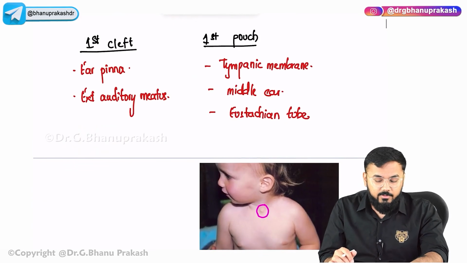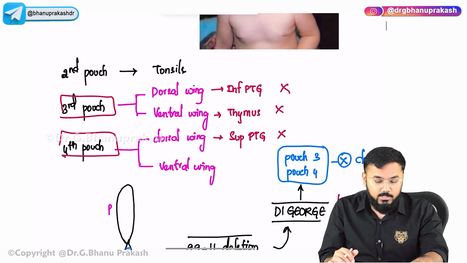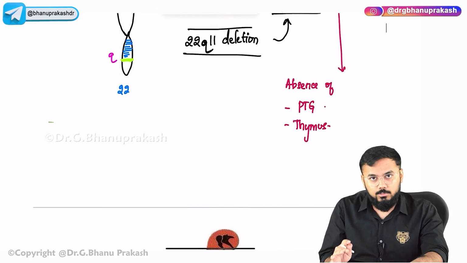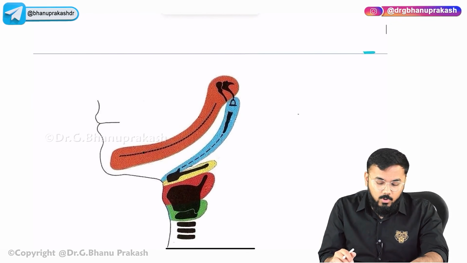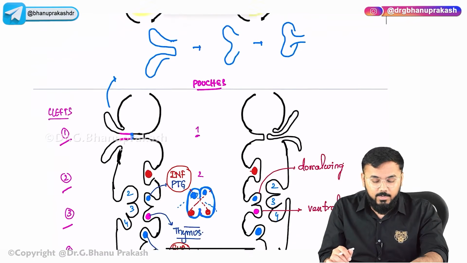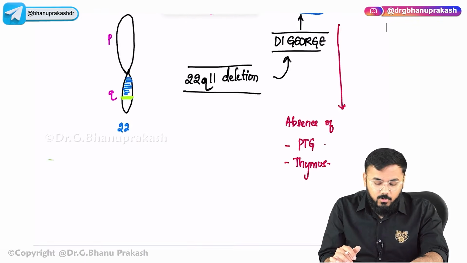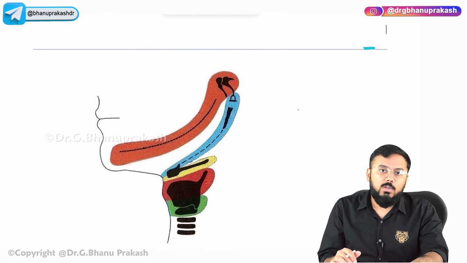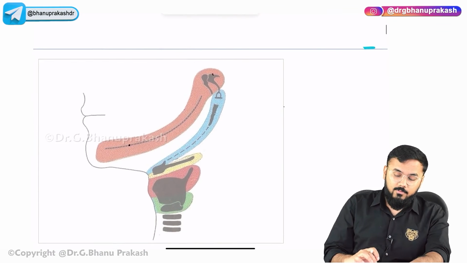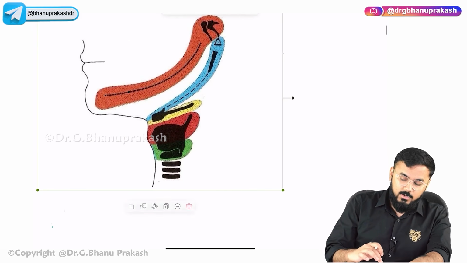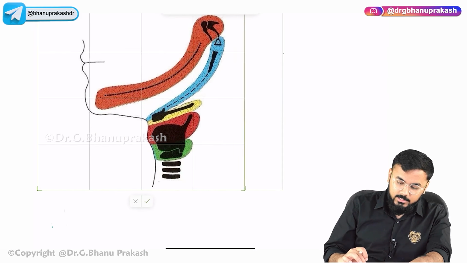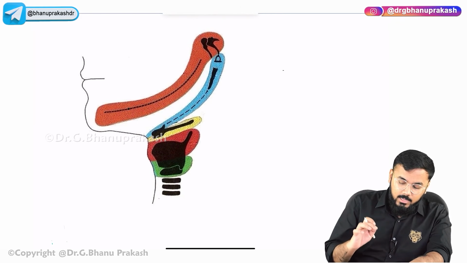So what is coming from the first cleft, first pouch? What is coming from the second, third and fourth also, you know now. Okay. Now coming to the next important thing, that we'll discuss about the arches, about each and every arch. First, we shall discuss what are the structures that are derived from these arches.